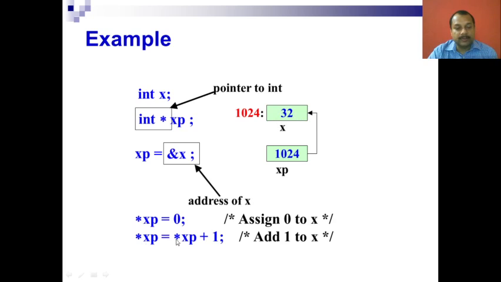Similarly, star xp equals to star xp plus 1 is nothing but adding 1 with the content of x. This is better explained as add 1 to the content of x. Here it will be 1, because just now I initialized star xp to 0, that's why it will be 0 plus 1, so 1. But if that initialization is not there, then this statement will add 1 with the existing content of x.